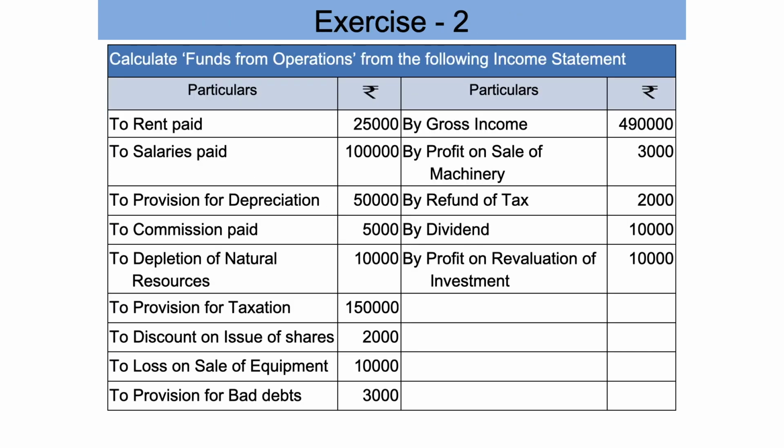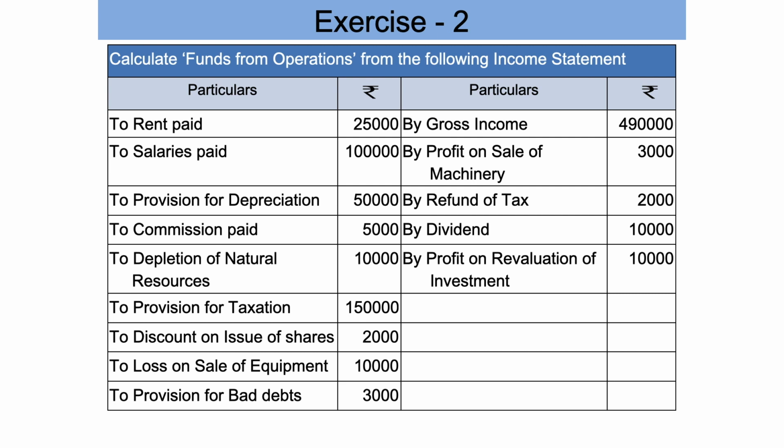Calculate funds from operations from the following income statement. In this problem, both operating and non-operating items are given. So we have to find out operating and non-operating items. In the debit side, rent paid, operating expenses, salaries paid, operating expenses, provision for depreciation, non-operating expenses, commission paid, operating expenses, depletion of natural resources, non-operating, provision for taxation, non-operating, discount on issue of shares, non-operating, loss on sale of equipment, non-operating, then provision for bad debts, operating expenses.